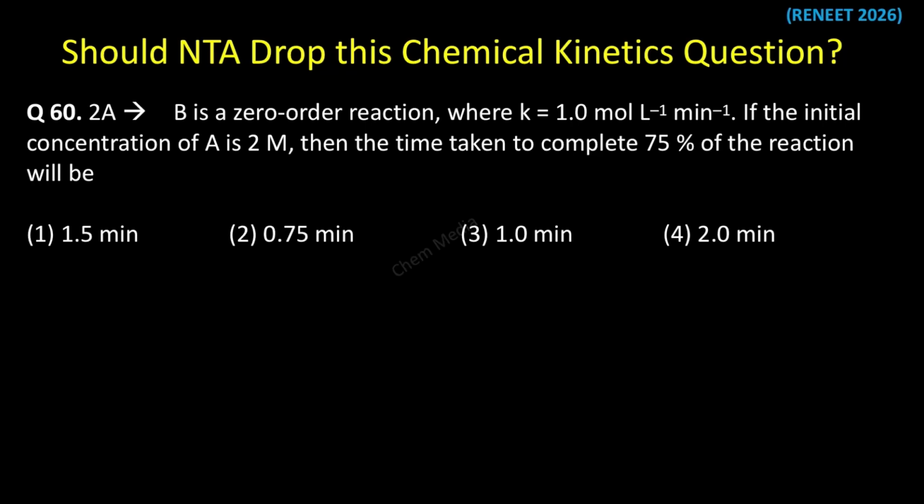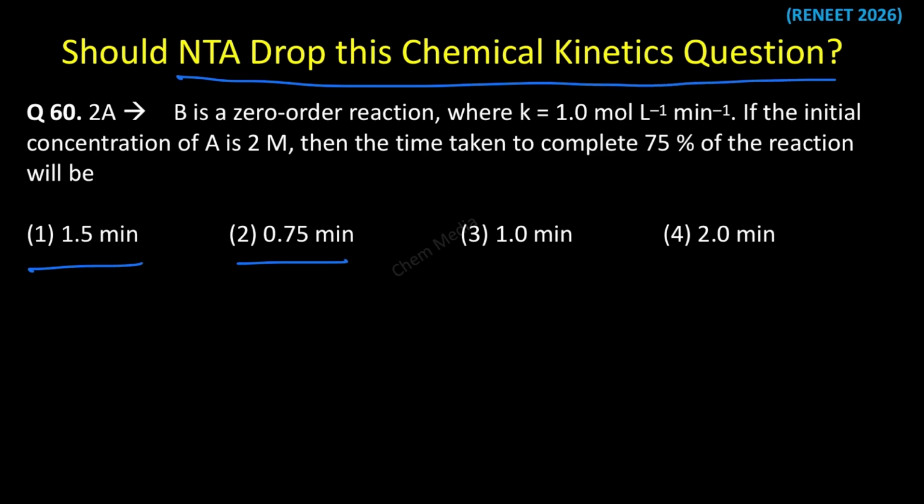Hello everyone. As I mentioned in the community forum, I would be defending both the answers as correct for this question, and I rather recommend NTA to drop this chemical kinetics question altogether because there is an ambiguity in the question itself. It is not due to stoichiometry, it is due to the value k given. The k given is not mentioned as K effective or true reaction rate constant. We don't know that. They just simply mentioned it as K.